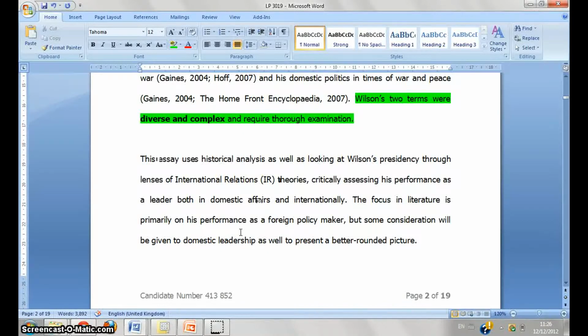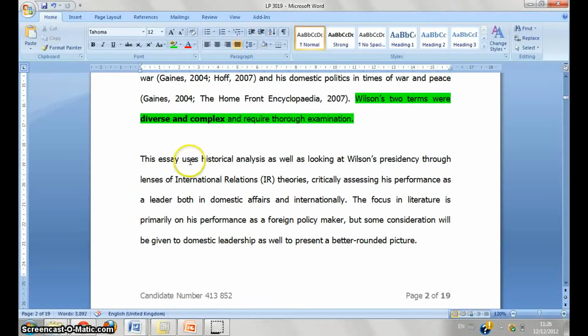So this essay uses historical analysis as well as looking at Wilson's presidency through lenses of international relations theories, critically assessing his performance as a leader both in domestic affairs and internationally. The focus in literature is primarily on his performance as a foreign policymaker, but some consideration will be given to domestic leadership as well to present a better rounded picture. So, next I'm telling my reader what this essay is doing.